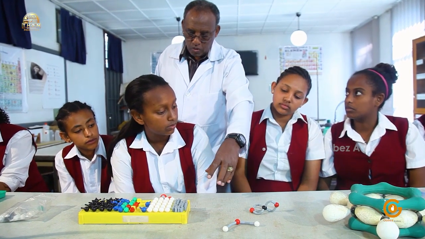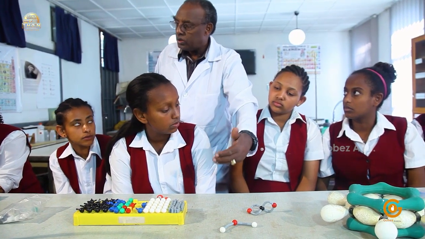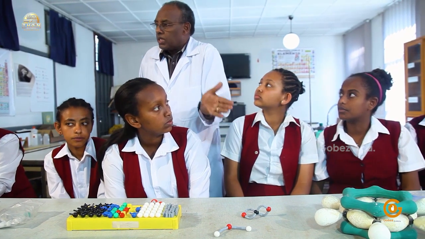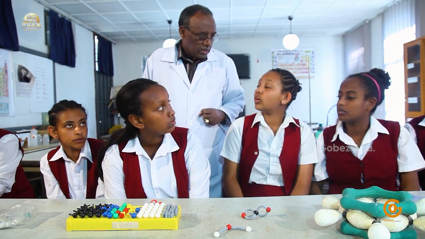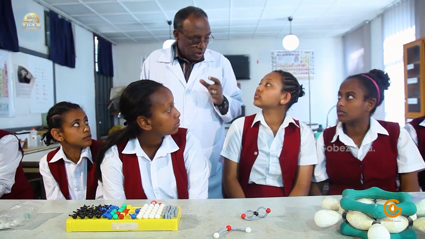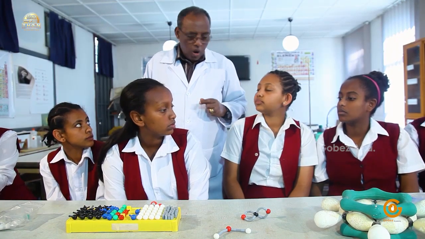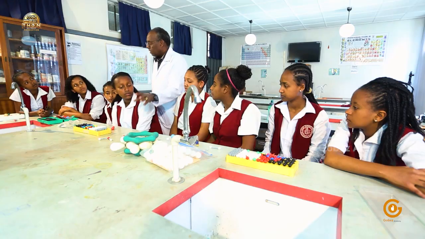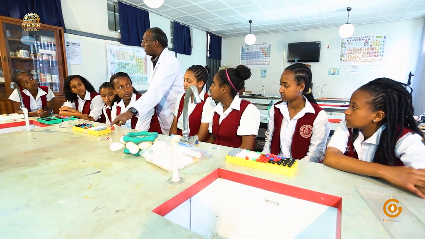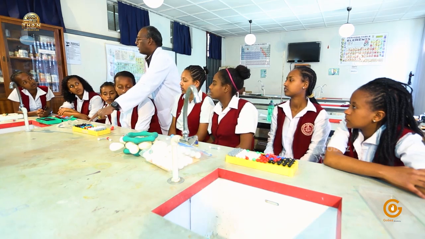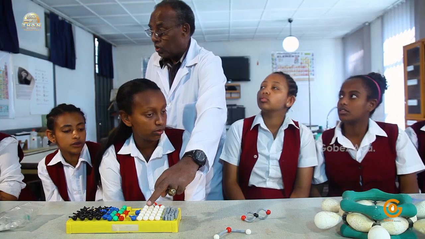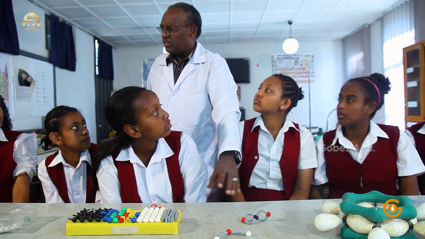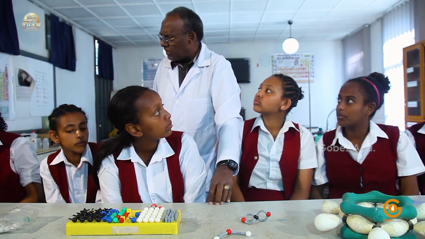How many would not be needed for glucose? 12. So they should be removed in the form of oxygen. But oxygen is diatomic, so how many molecules? 6. So what is the balanced equation? 6 carbon dioxide plus 6 water gives us 1 mole of glucose and 6 oxygen. So does this show mass is conserved?